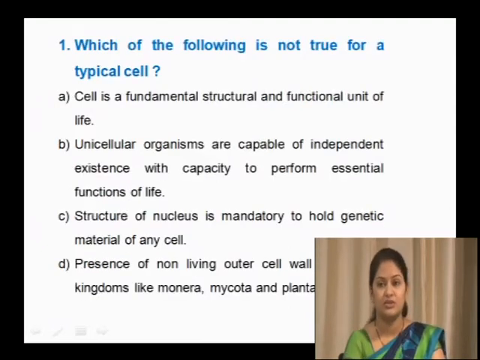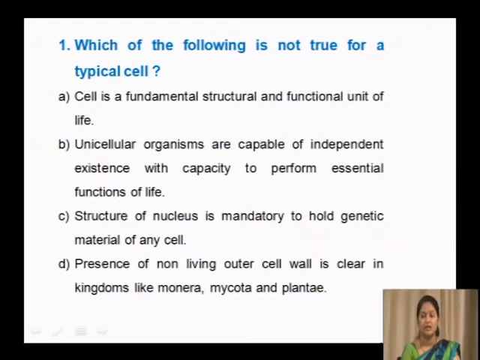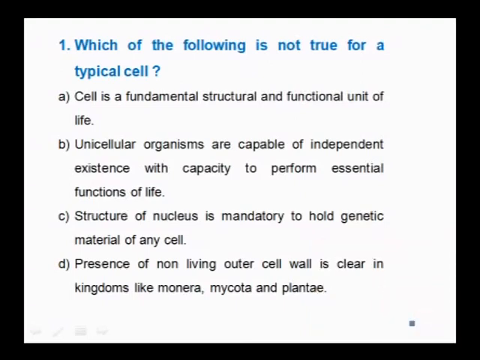Here come the questions regarding the same topic. The question goes so: which of the following is not true for a typical cell? The options are as follows. A. The cell is a fundamental structural and functional unit of life. B. Unicellular organisms are capable of independent existence with capacity to perform essential functions of life. C. Structure of nucleus is mandatory to hold genetic material of any cell.